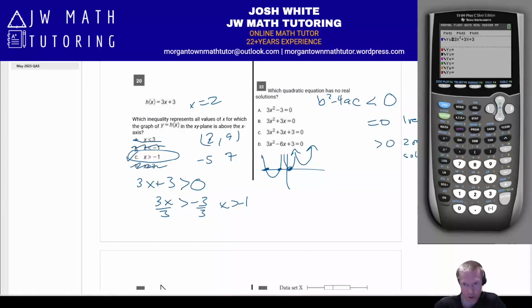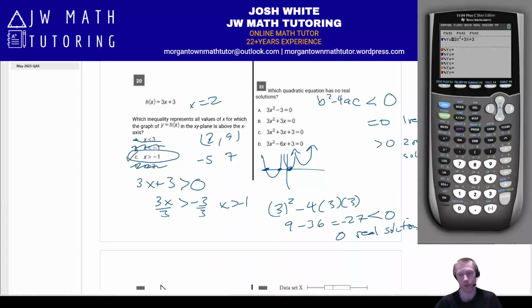So if you go ahead for C and you plug in b squared minus 4 times a times c, you get 3 squared is 9, and then the 4 times 3 is 12 times 3 is 36. So you get 9 minus 36, that's negative 27. That is less than 0. Therefore, there will be 0 real solutions. There will be two complex solutions, but no real solutions. So the correct answer choice is going to be letter C. And those are the two primary ways of solving it.